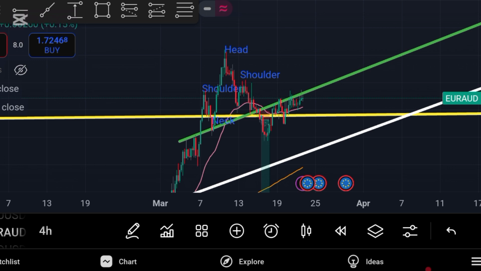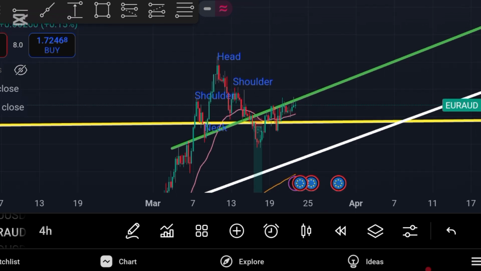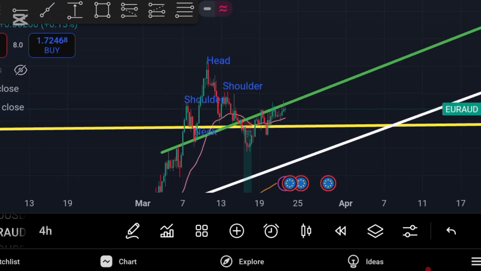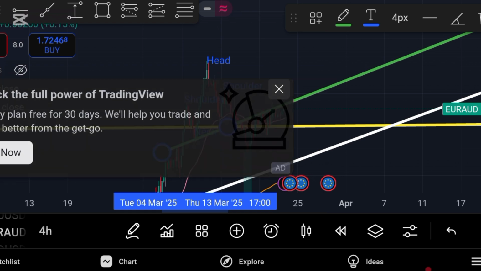I saw a head and shoulders. I did take a trade on this and I got out quick because I saw a retest and I just didn't want to be a part of that. So I got out quickly on Euro AUD. And then now I made on my head and shoulders neckline, on this green trend line right here.